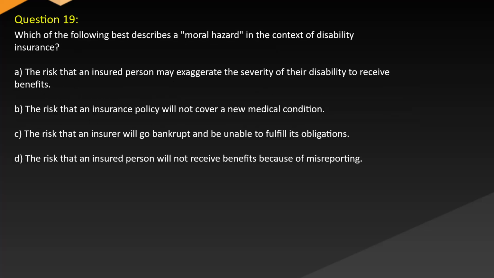Question 19. Which of the following best describes a moral hazard in the context of disability insurance? A. The risk that an insured person may exaggerate the severity of their disability to receive benefits. B. The risk that an insurance policy will not cover a new medical condition. C. The risk that an insurer will go bankrupt and be unable to fulfill its obligations. D. The risk that an insured person will not receive benefits because of misreporting.